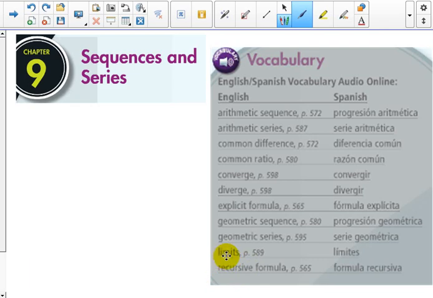Okay, and now here's one that I think I butchered too. It's limits in English, so say limits. And is it límites? Come on, guys, everybody. Thank you. And then the last term, recursive formula. And then fórmula recursiva.